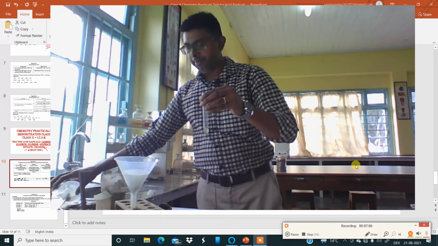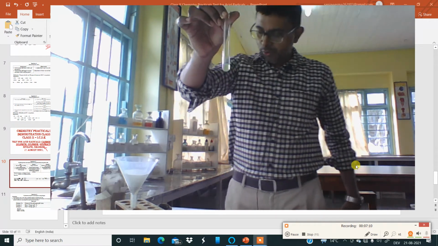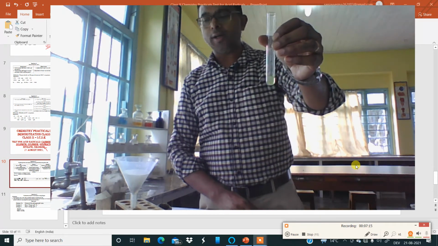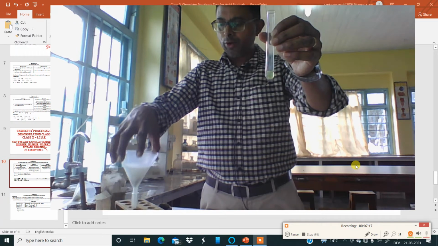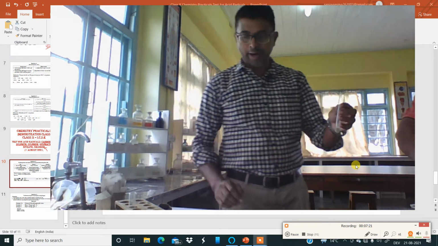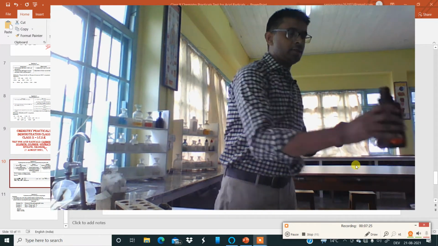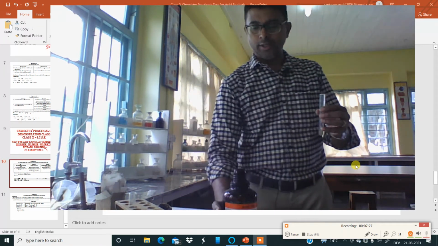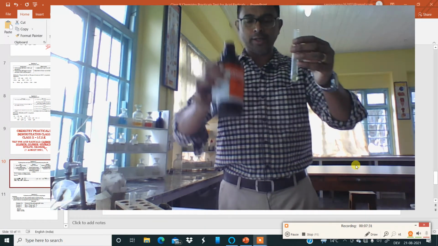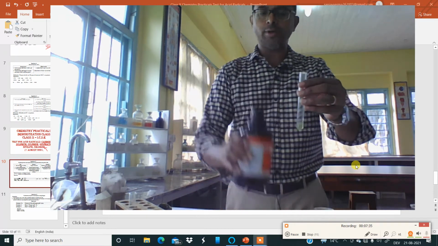I will take this sample A filtrate. Now to this sample A filtrate, we are supposed to add ammonium hydroxide solution and see the color change. So this is ammonium hydroxide. It is a weak alkali, but I have taken concentrated ammonium hydroxide. I will add it dropwise first and see what is the color change.